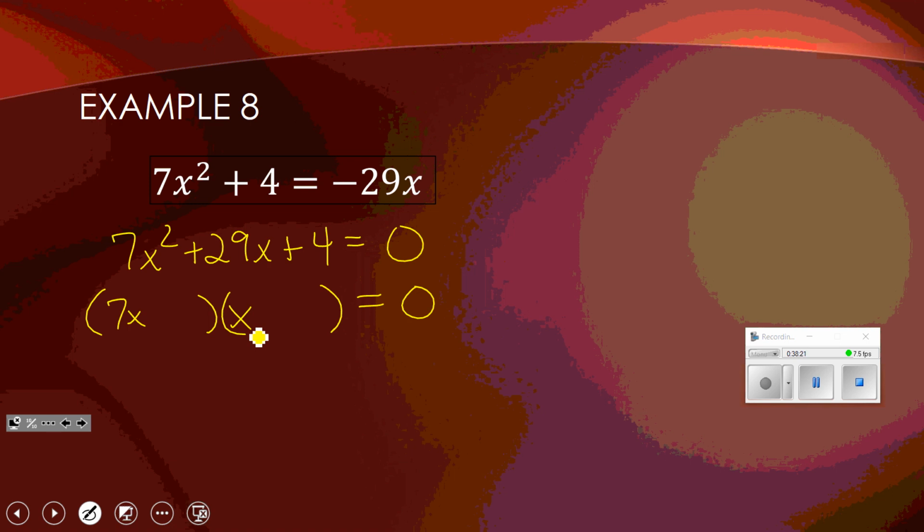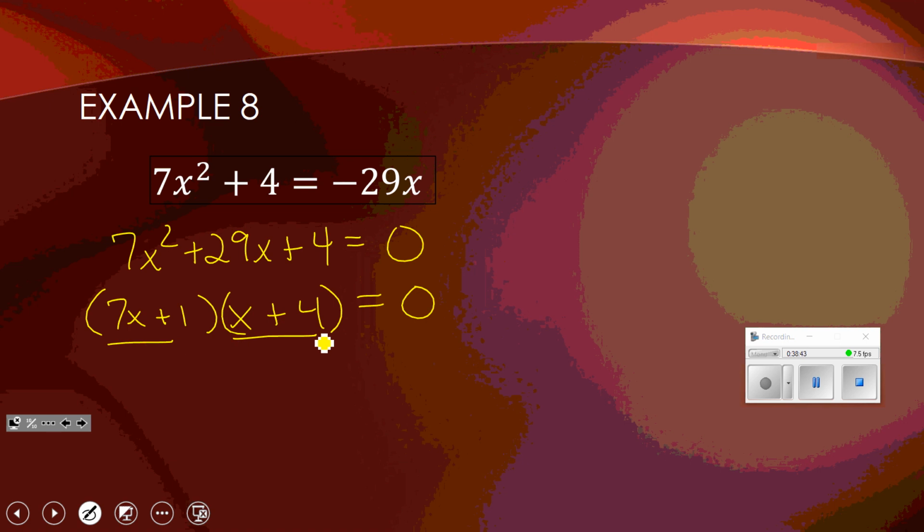All right, so 7x times x is 7x squared. Everybody agree? What should go in my binomials? Plus 1 and plus 4. That gives you 28. That gives you 1. So that gives you 29. How many were able to get there? Good. Am I finished? These are my factors.